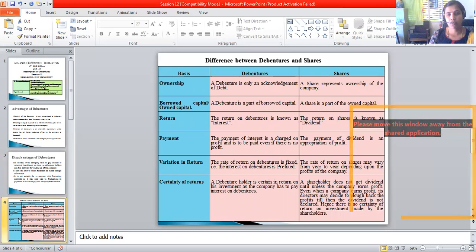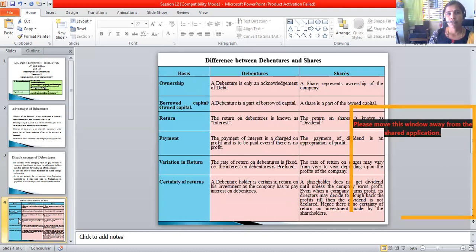So speaking about the ownership, a debenture is only an acknowledgement of a debt. The equity shareholders are the real owners of the company. Debenture holders are the debt form of capital. They are mainly in the lines of creditors in a company. It's borrowed capital, is it not? So debenture is a paid part of borrowed capital and shares are a part of owned capital.